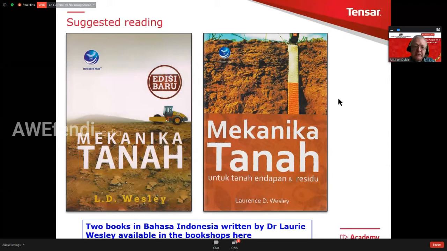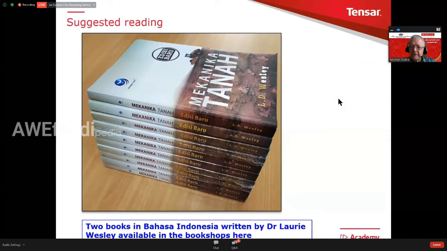Just so you can see what they look like, there is the simpler book. You can often find this available in the bookshops here. I tend to buy them when I see them because they're really inexpensive. And probably in some later webinars, we may well be offering some of these as prizes for the questions that we might post.